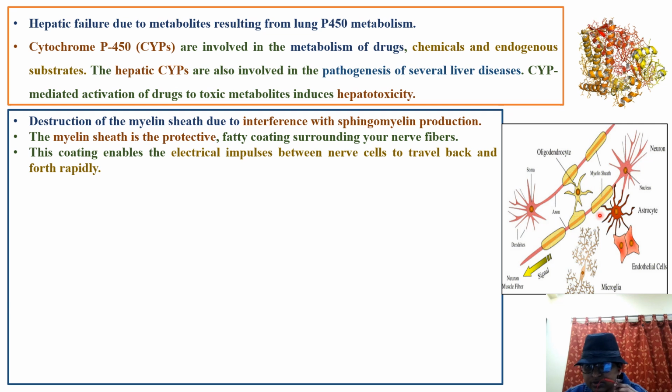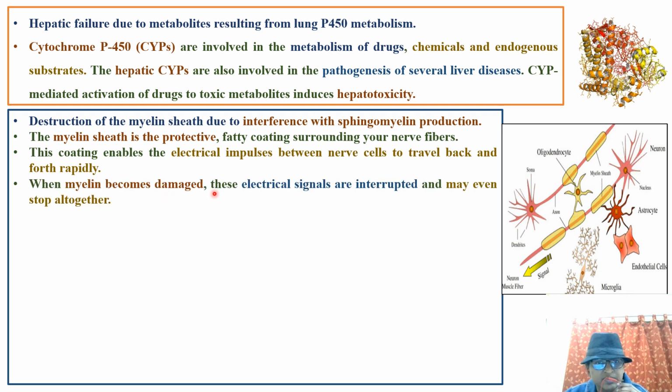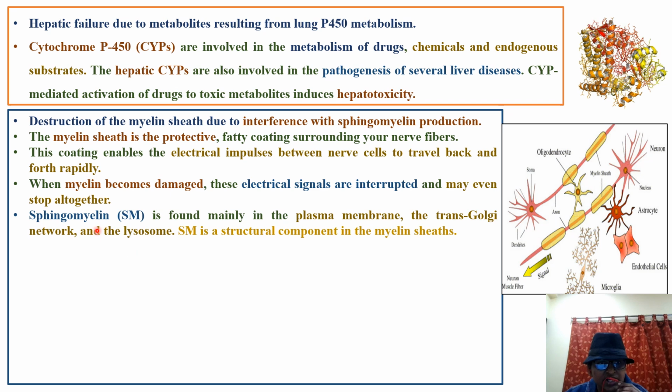Myelinated neurons. What is happening is that this particular sphingomyelin production is getting interrupted, right? When myelin becomes damaged, these electrical signals are interrupted and may even stop altogether. There will be slow passing of signals, or completely there will be stoppage of the signal. Sphingomyelin is found mainly in the plasma membrane, the trans-Golgi network, and the lysosome. Sphingomyelin is a structural component in the myelin sheath. If this particular component is damaged, then there will be no formation of this myelin sheath. So signal transmission is inhibited, right?